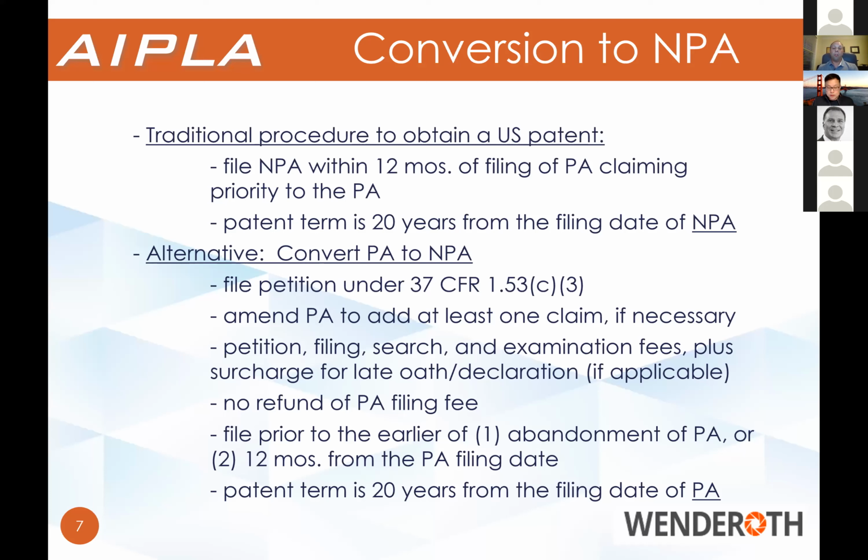And in order to do this conversion, it has to be done earlier than the abandonment of the provisional application, or within 12 months from the provisional filing date, whichever is earlier. And if this is done, the patent term goes from 20 years from that original provisional filing date, which is now converted to a non-provisional. So that first filing date is the start of the 20 years.